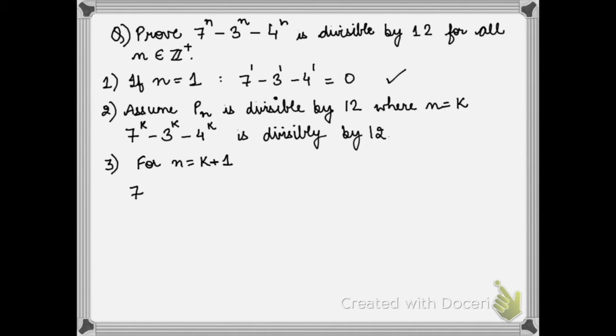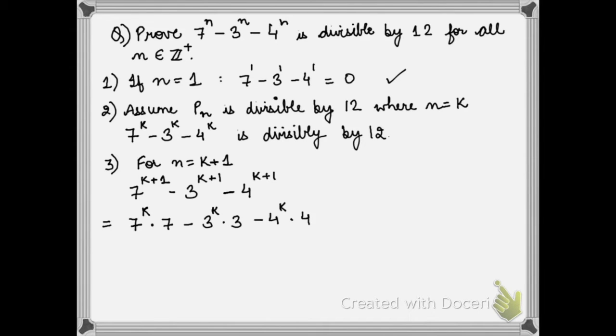So the equation becomes 7 to the power of k plus 1 minus 3 to the power of k plus 1 minus 4 to the power of k plus 1. We can expand this equation and we will have 7 to the power of k multiplied by 7 minus 3 to the power of k multiplied by 3 minus 4 to the power of k multiplied by 4.